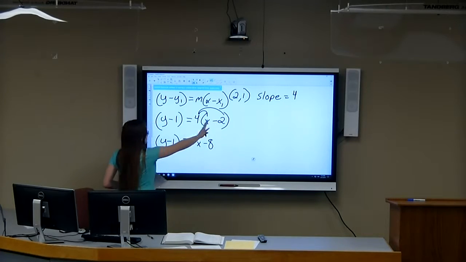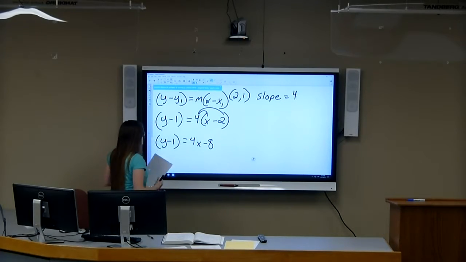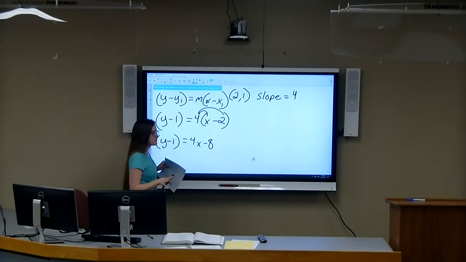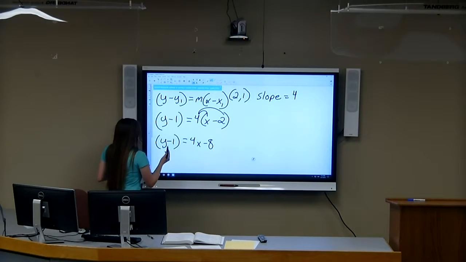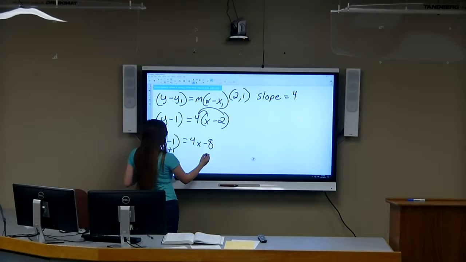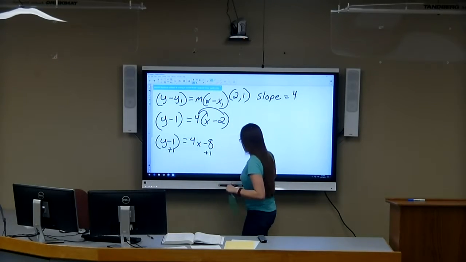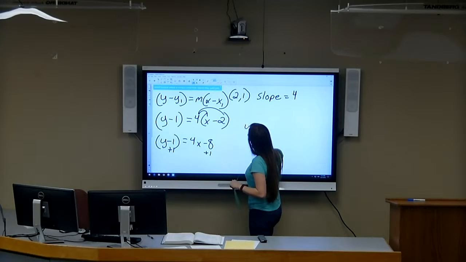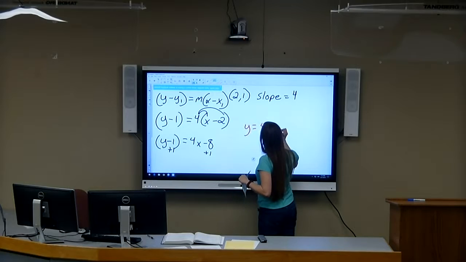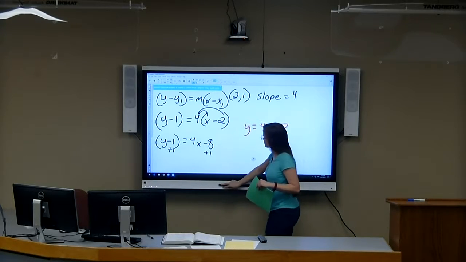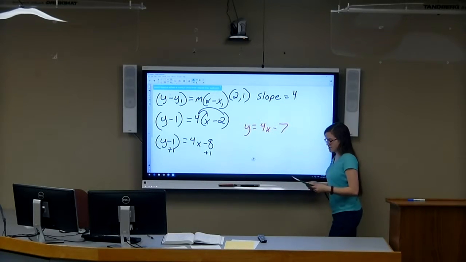And that side is pretty much finished. Now you need to get the y by itself, because you're trying to put this in point slope form. So to get the y by itself, you add 1 here, and you'll add 1 here, and that's going to give you y equals 4x minus 7. And that's going to be your answer.